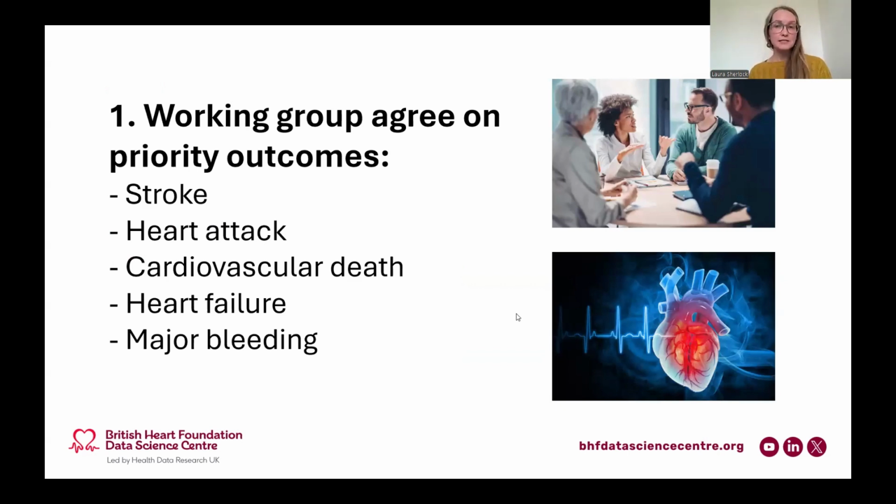And so, as a first step in this, we had a group of experts come together, including clinicians, trialists, and data scientists, and they identified 5 priority areas where they felt that defining the outcomes would be most impactful. So these were stroke, heart attack, cardiovascular death, heart failure, and major bleeding. And then we've been working through these outcomes one by one, refining each definition through iterative feedback from the clinicians and the trialists.